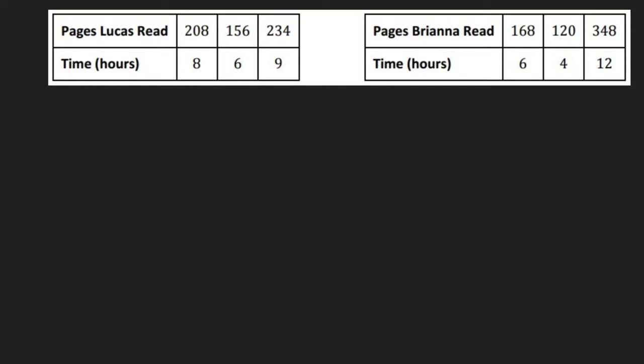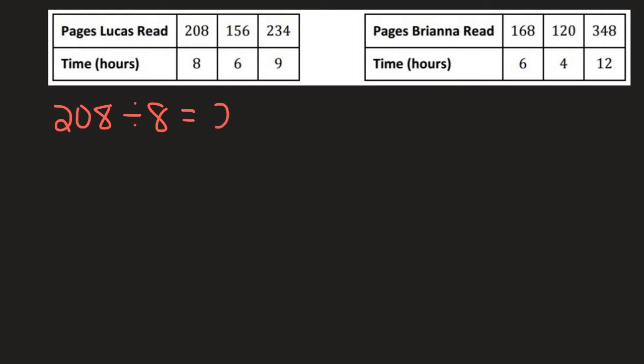So to see which one is proportional, we just need to see if there's a constant of proportionality. So I'm going to start with Lucas. And Lucas has 208 pages read in 8 hours. So I'm going to do 208 divided by 8. I'm going to do that on my calculator over here, separate from what you can see.